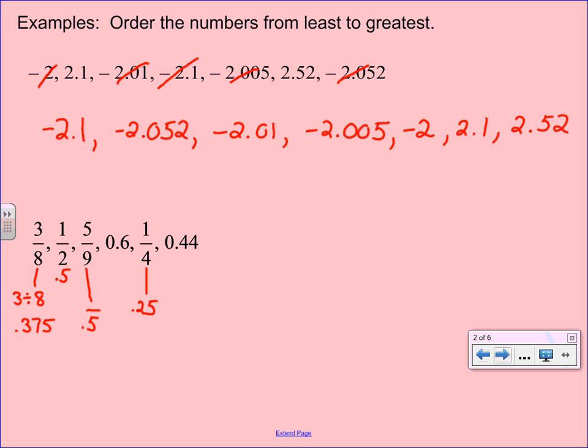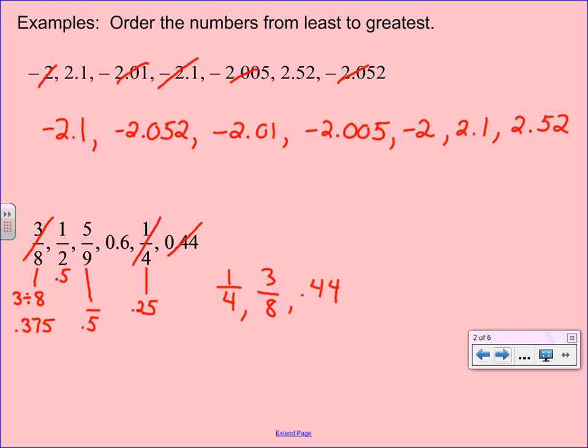So by looking at all these numbers in the same form, it's a lot easier to figure out what order they should go in. It looks like 0.25 is the smallest, but I'm going to go back and write it in the original form that was in the list. So even though I looked at 0.25, I'm going to write 1/4. Cross that off because I'm done with it. Next is going to be 3/8, followed by 0.44.